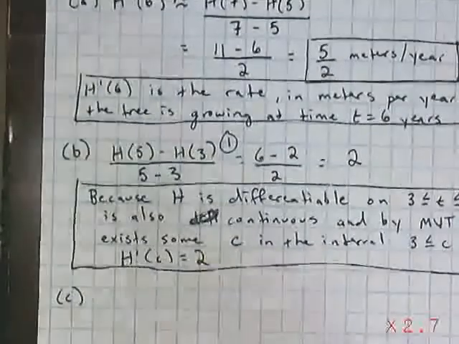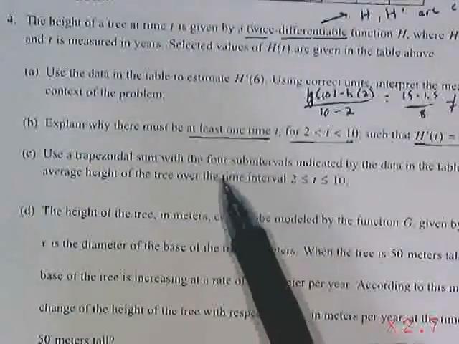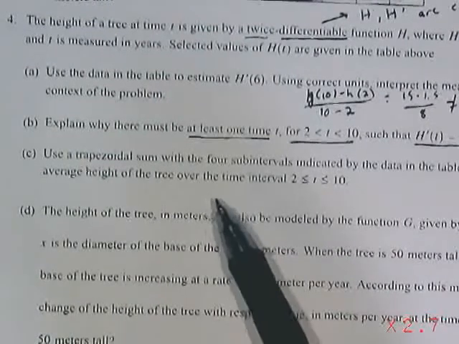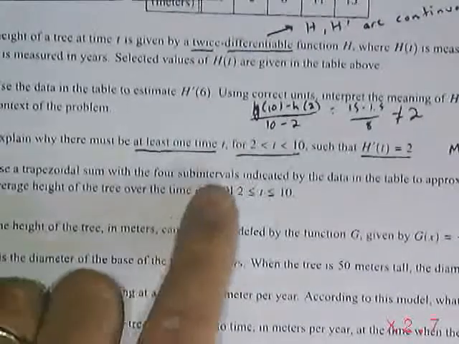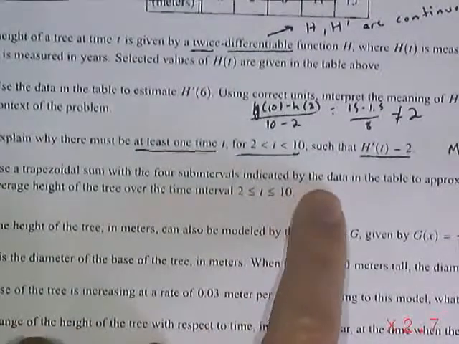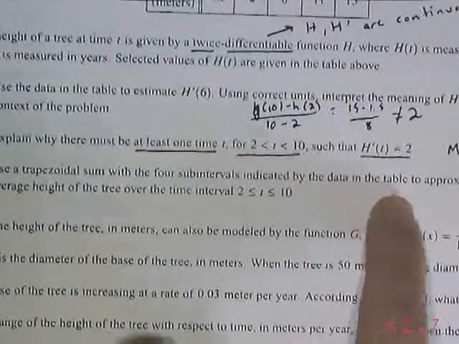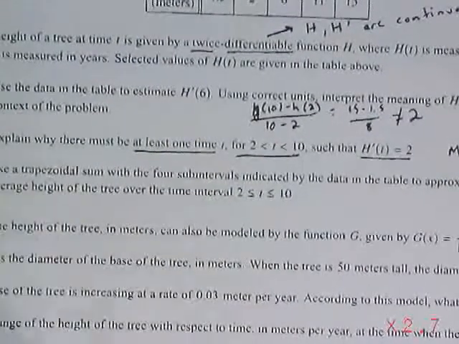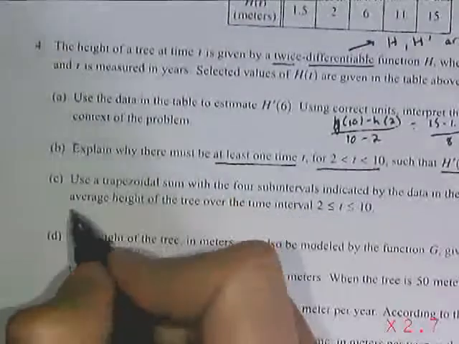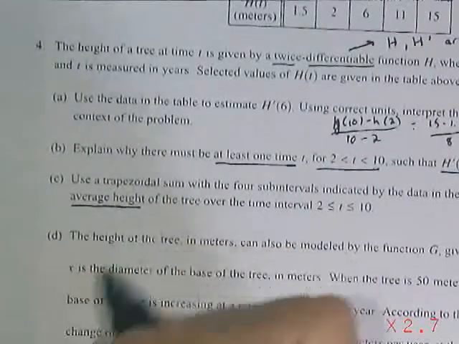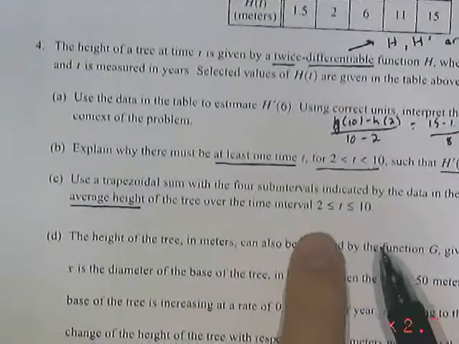Part C is, oh, there we go, asking for our anticipated trapezoidal sum. So it says use a trapezoidal sum with the 4 subintervals indicated by the data in the table to approximate the average, that's an important word, the average height of the tree over the time interval between 2 and 10.